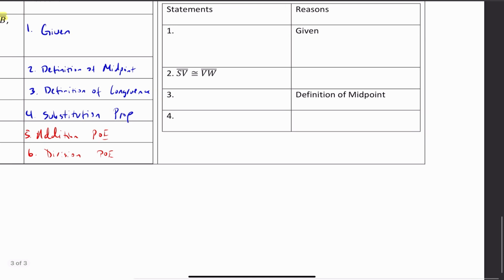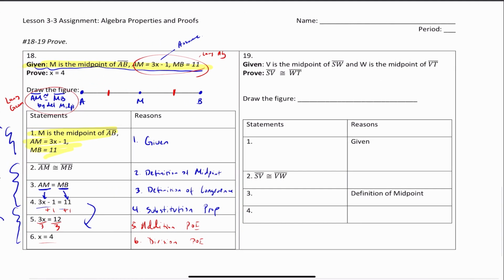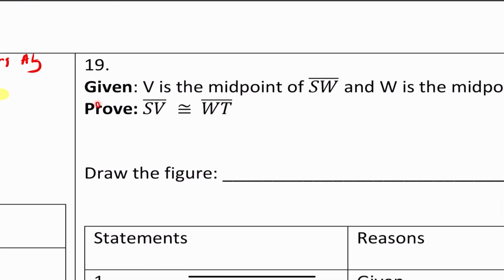Hopefully that makes sense. Over here, I'm going to take a look at number 19. It says, given that V is the midpoint to segment SW and W is the midpoint to segment VT, prove that segment SV is congruent to segment WT. Okay? You cannot assume the prove, right? That is your goal. You are trying to get to the last step. So you cannot just use this at all until you get here, if that makes sense.